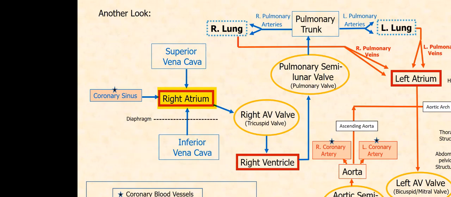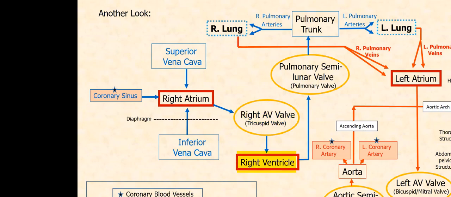Deoxygenated blood coming from the wall of the heart is delivered into the right atrium through the coronary sinus, in which there is an opening found along the medial side of the right atrium, called the opening of the coronary sinus. From the right atrium, blood passes through the right atrioventricular valve, or right AV valve, or tricuspid valve, as it empties into the right ventricle.